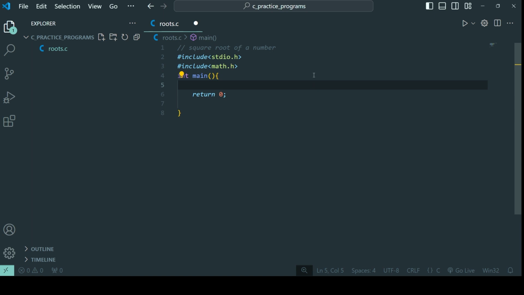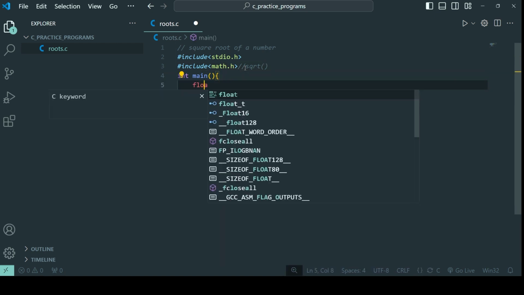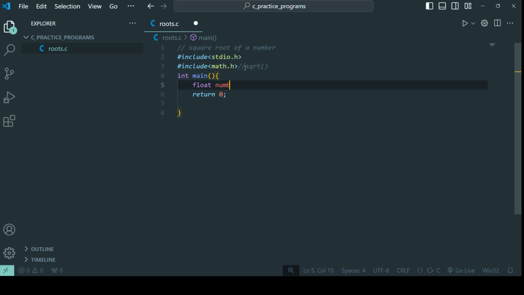Hello everyone, let's write a C program that calculates a number's square root. So square root is a value which on multiply by itself gives the original number. So in order to find the square root of the number, we need to use this math.h header file which consists of the square root function. So now let's quickly declare two float variables, one with the name number and the second is answer.